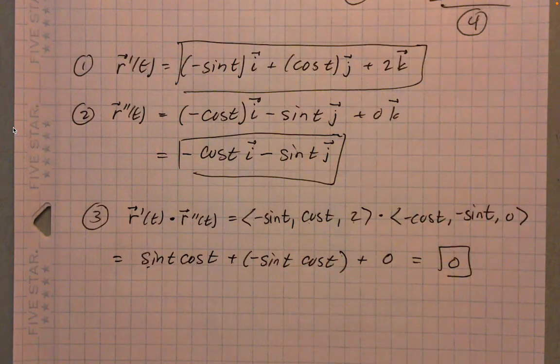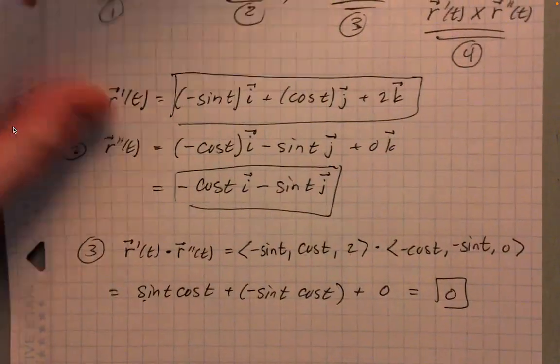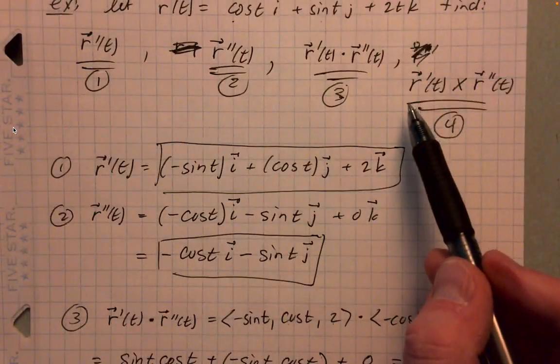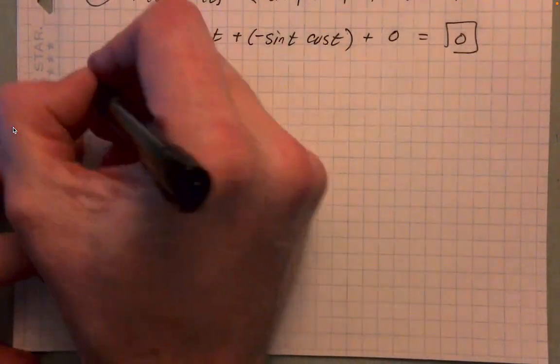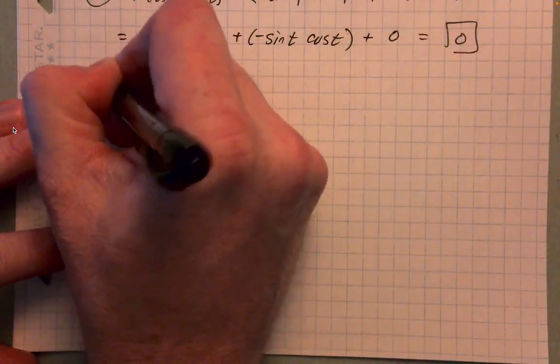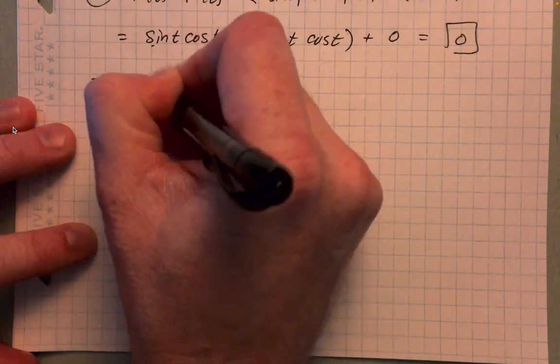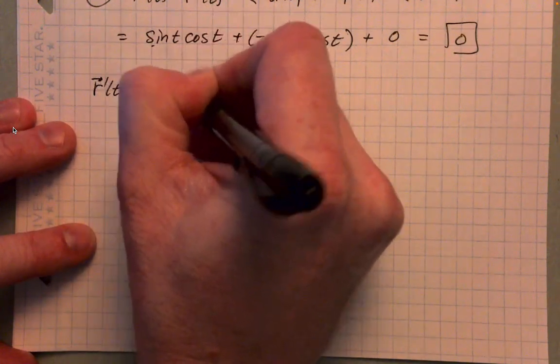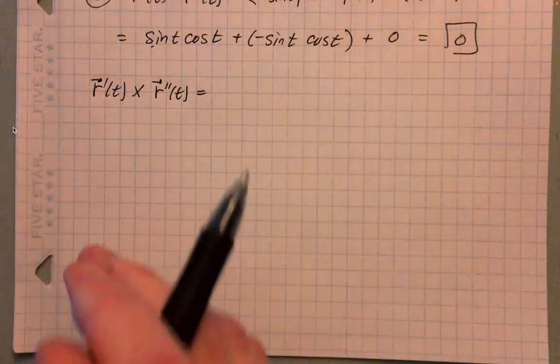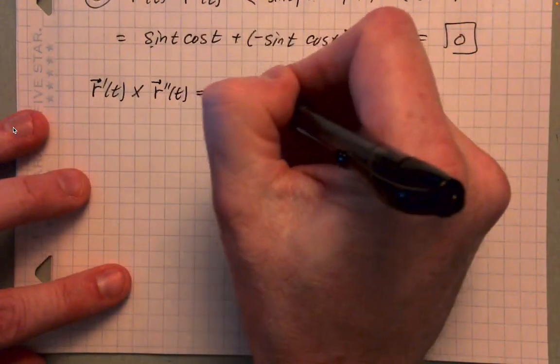And what about the cross product? What does the cross product look like? Okay, so we're again trying to do the cross product of the first and second derivative of a function. Well, let's see. So we have r prime of t crossed with r double prime of t. Well, let's just take care and write everything out here.